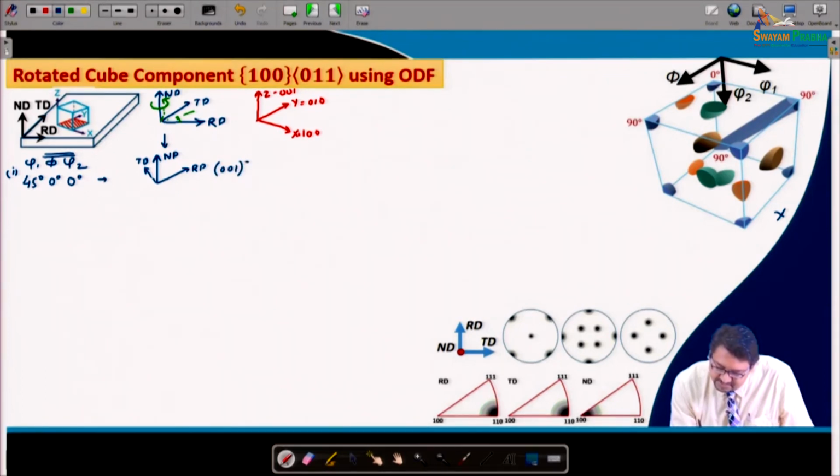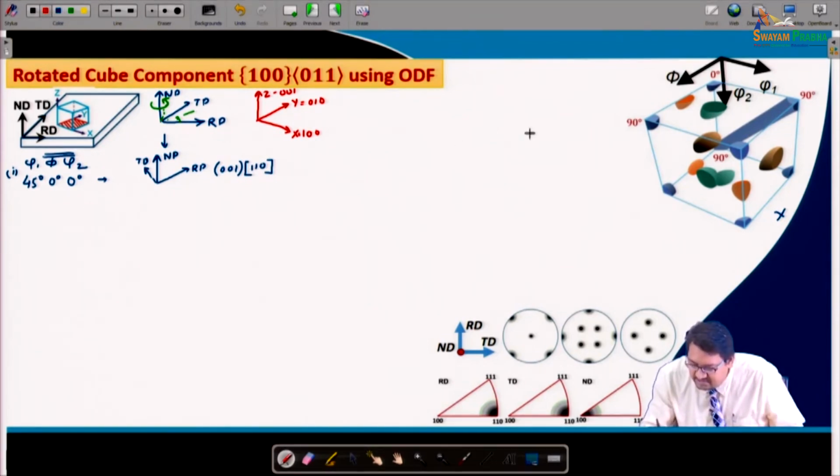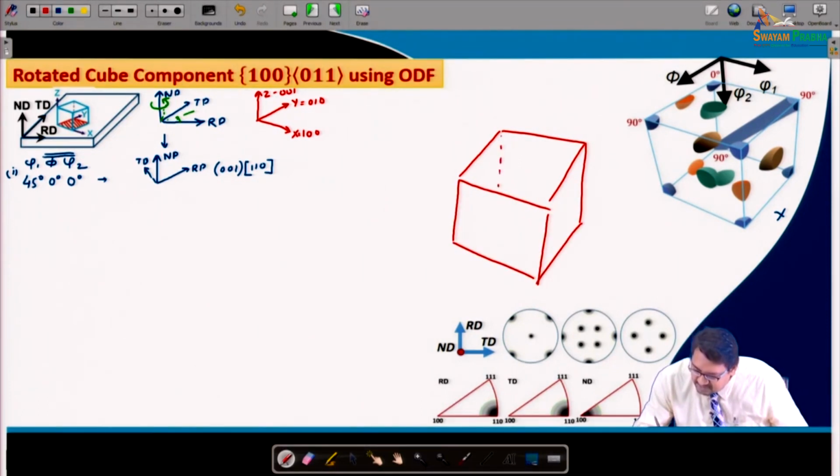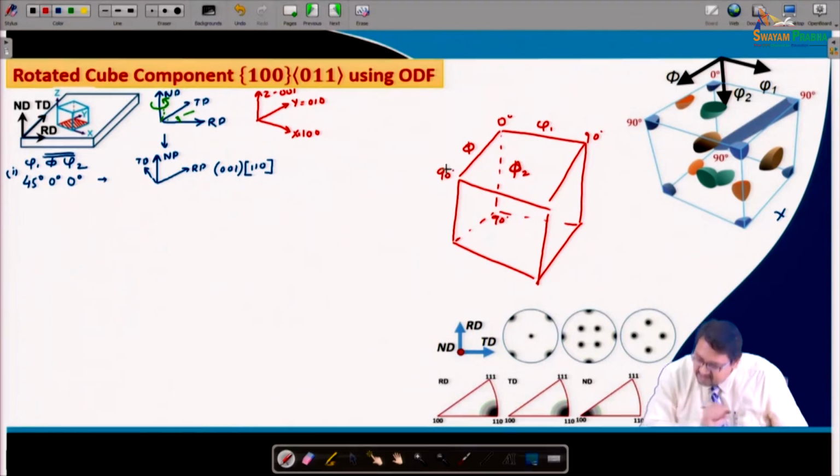So, this texture, which is the 45 0 0 degree component, forms at a position where the Miller indices must be 001 along ND and 110 along RD, right. So, if we draw the ODF Euler space, let us start with drawing the Euler space, the same Euler space that I have drawn earlier, with this axis phi 1, this axis phi and this axis phi 2, and this is 0 degree, 90 degrees, 90 degrees and 90 degrees, right.